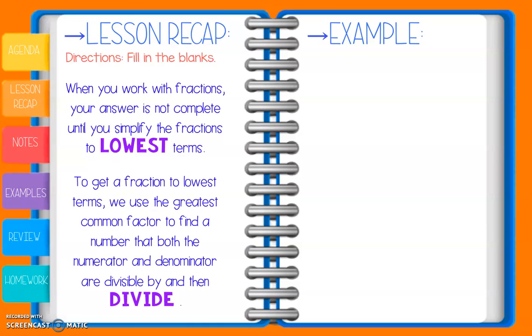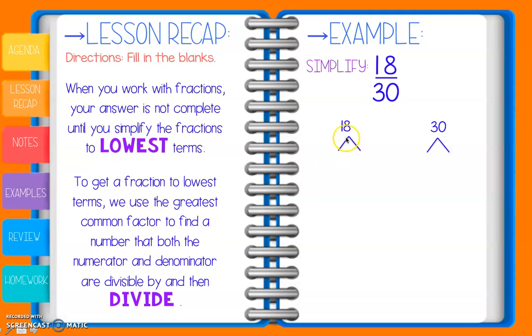Okay, to get the fraction to lowest terms, we're going to use the greatest common factor to find a number that both the numerator and the denominator are divisible by, and then we're going to divide. So let's take a look at an example over here. Simplify the fraction 18/30ths. So just like we did yesterday, we're going to find the greatest common factor by using prime factorization. So we're going to put 18 and 30 at the top of our factor trees.